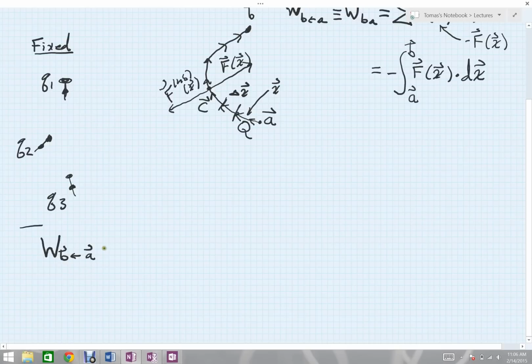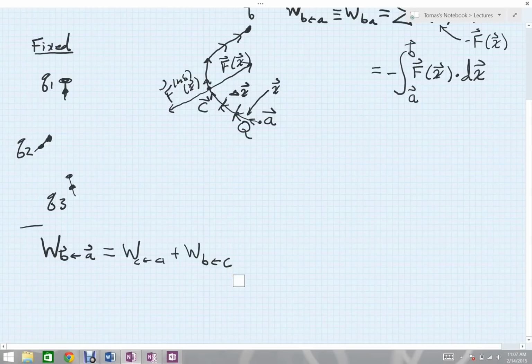That would just be the amount of work we first did to get us from A to C. So that would be W from A to C. And then we would simply have to add in the rest of the work as we went from C to B. So that would be the work from C to B. Now, this might seem like a very simple idea, but it turns out to be very powerful.